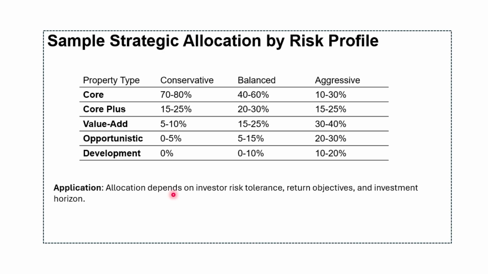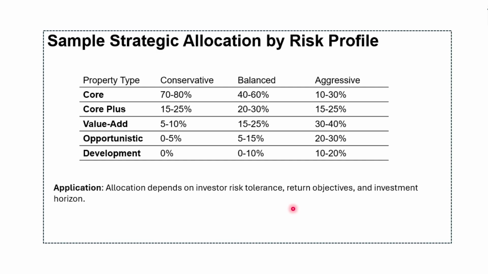Then we have sample strategic allocation by risk profile. This table shows how strategic allocation should vary based on investor risk profile. So if you are conservative or balanced or aggressive, that is how your strategy will change.